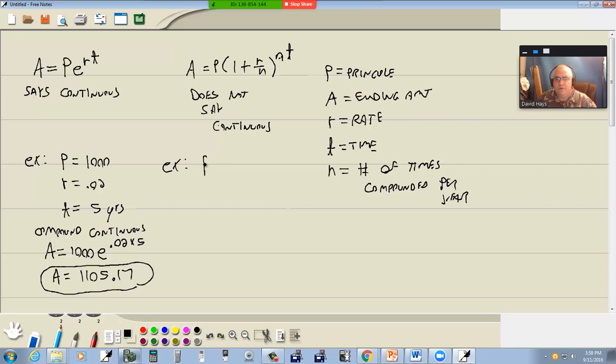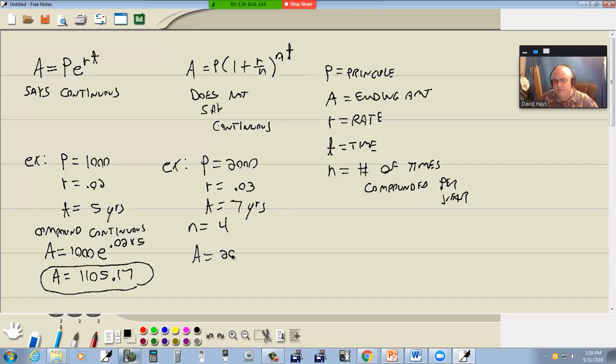On the other hand, if we're given something where P is equal to 2,000, R is equal to 3%, T is 7 years, and N is equal to 4, compounded quarterly. Usually N isn't given directly. They'll just say it's compounded monthly, N is 12, compounded daily, N is 365, and so forth. So if you're given that, then you can plug that in.